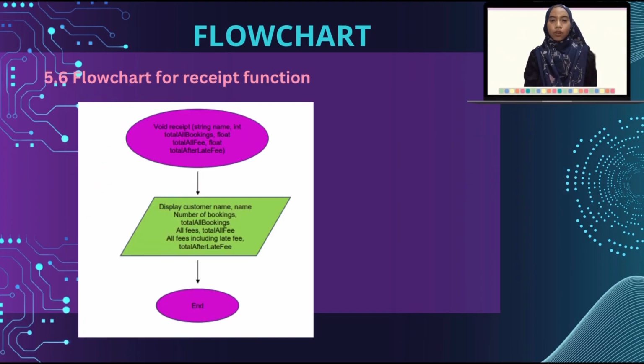This flowchart is for the receipt function. We start with the declarations, then we will display the customer name, number of bookings, all fee, and all fee including late fee before we end the function.